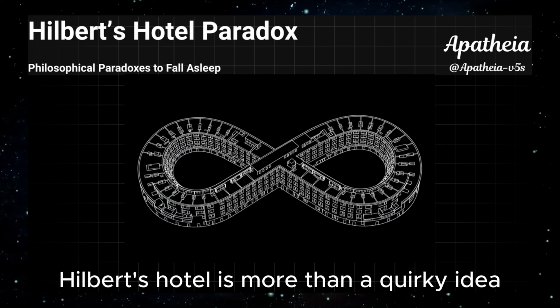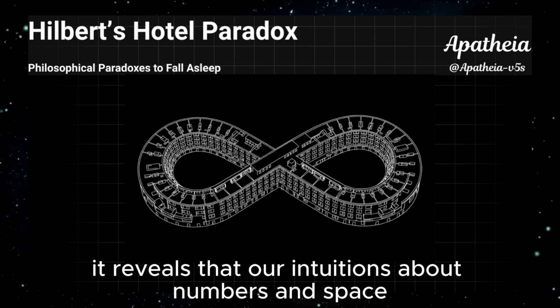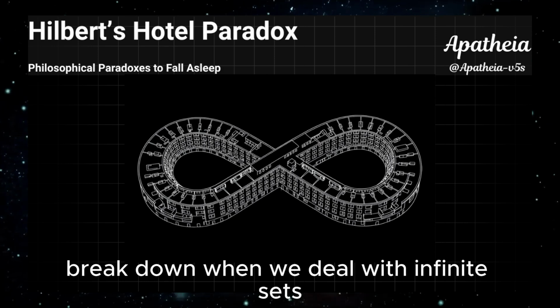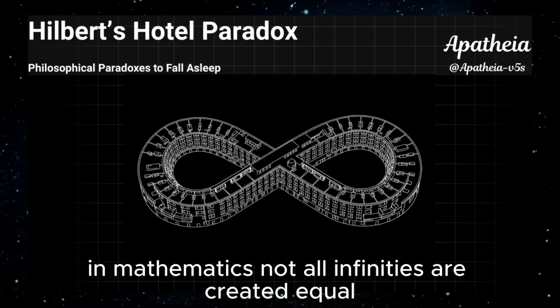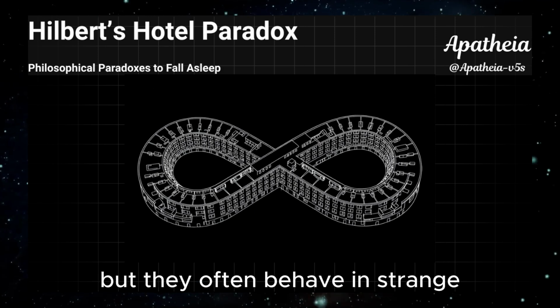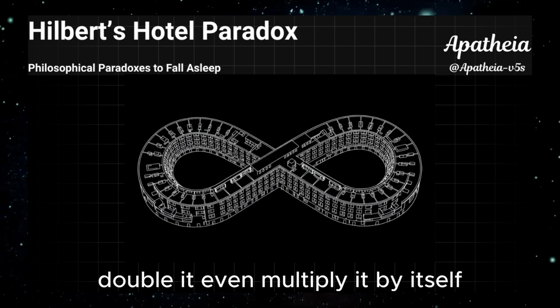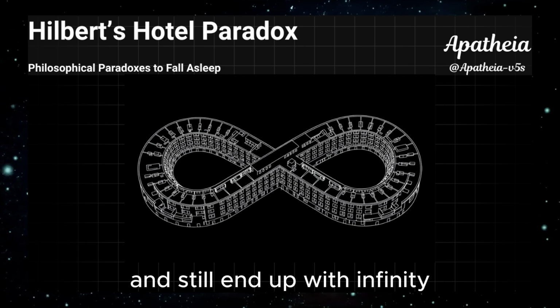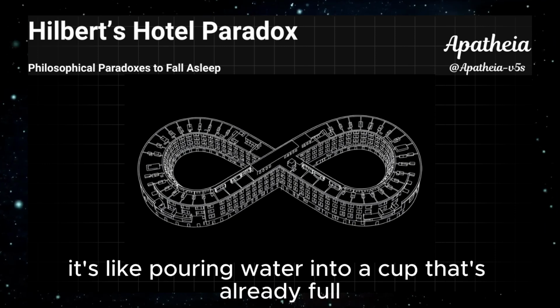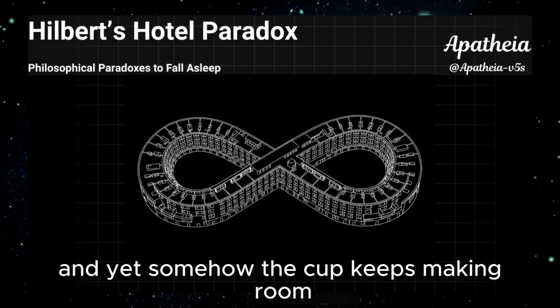Hilbert's Hotel is more than a quirky idea. It reveals that our intuitions about numbers and space break down when we deal with infinite sets. In mathematics, not all infinities are created equal, but they often behave in strange, elegant ways. You can add to infinity, double it, even multiply it by itself, and still end up with infinity. It's like pouring water into a cup that's already full, and yet somehow the cup keeps making room.